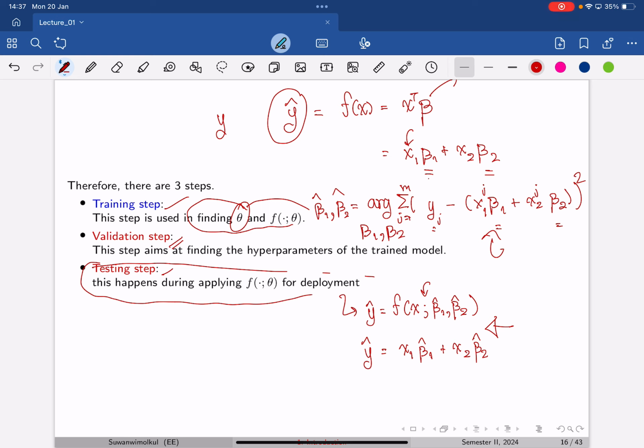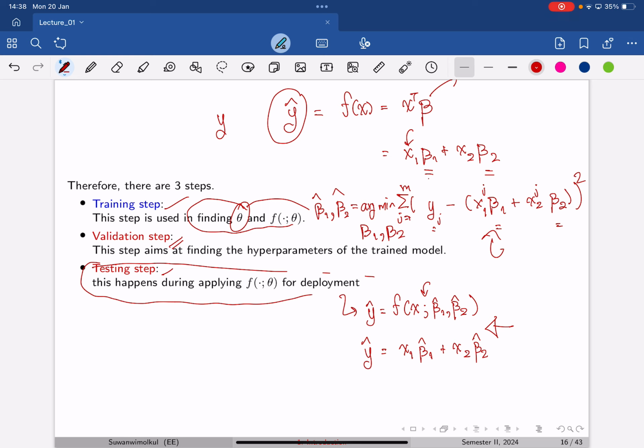Because you are setting it up as an arg min. Sorry, I should use min. Maybe min is better. Arg min. Sorry, I forgot the min. Yes. So first step, you need training data for solving this equation. And then testing data for testing this performance when you deploy.